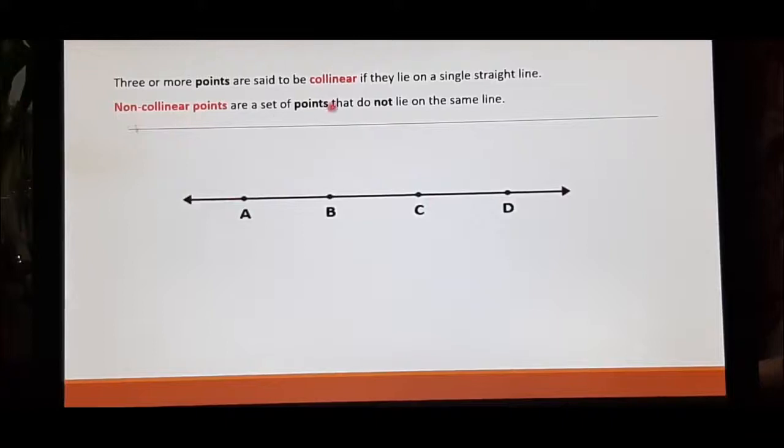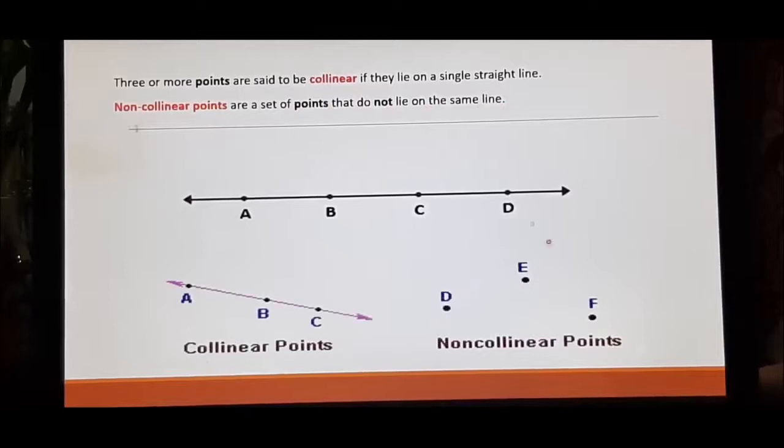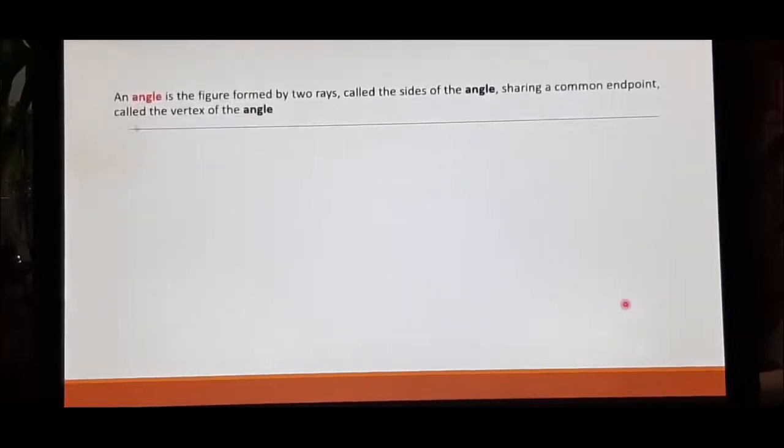Non-collinear points are a set of points that do not lie on the same line. We can see now these points D, E and F. See, these points are not lying on a line, so they are known as non-collinear points. On the other hand, if you see this thing, points A, P and C, they are lying on a line. So these points are known as collinear points and these points D, E, F are known as non-collinear points.